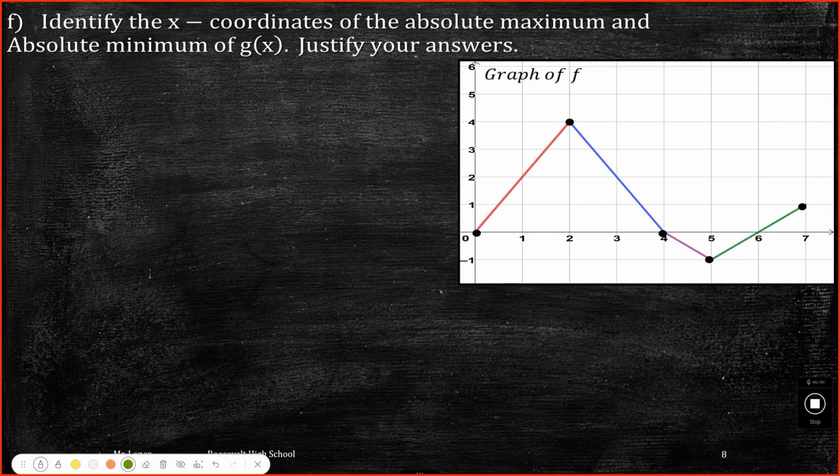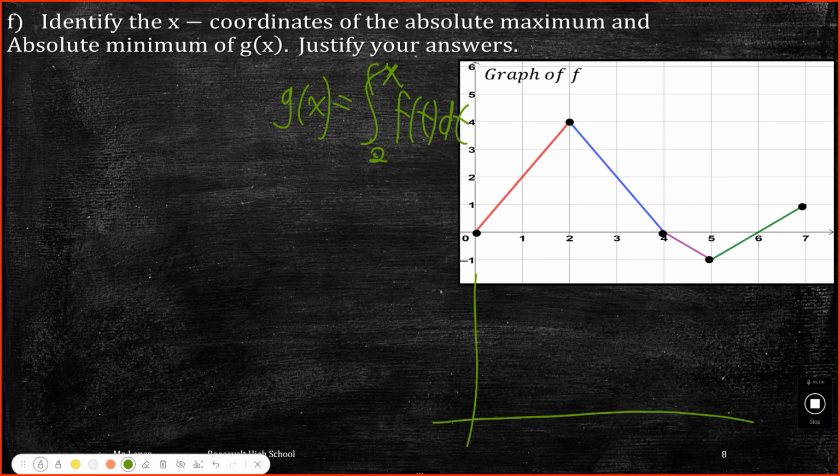We need to find the graph of this. Where did it start? What was the function? G of x is the integral of what? From where to where is very important. From 2 to x of what? So we need to figure out what the position function is, no? The graph of the position function. If we're going from 2 to x, we're starting here.